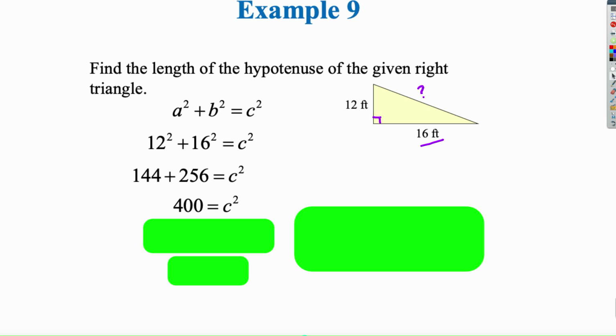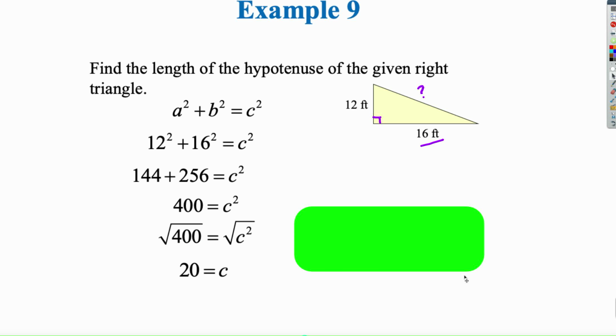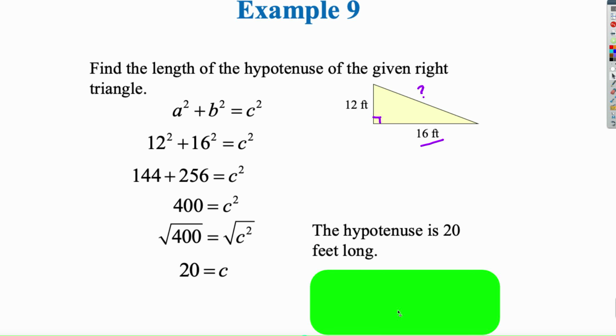And so here we come back to those inverse operations we've been doing all semester. I don't want c squared, I want c. So to undo squaring c, I square root. To undo that square, this 2, I square root, because when you square root, these are inverses, and I'm left with just c. When I square root, I have to do it to both sides, and I end up with c equals 20. So the hypotenuse is 20, and it makes sense. It's longer than the longest leg.